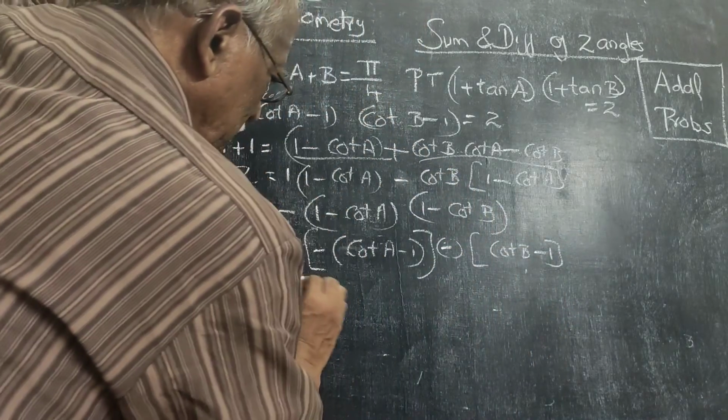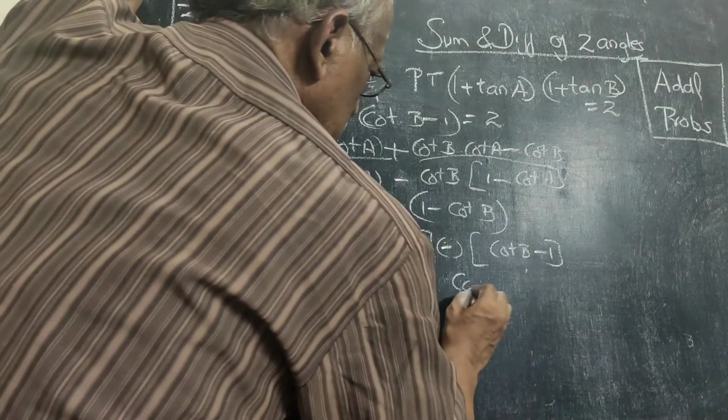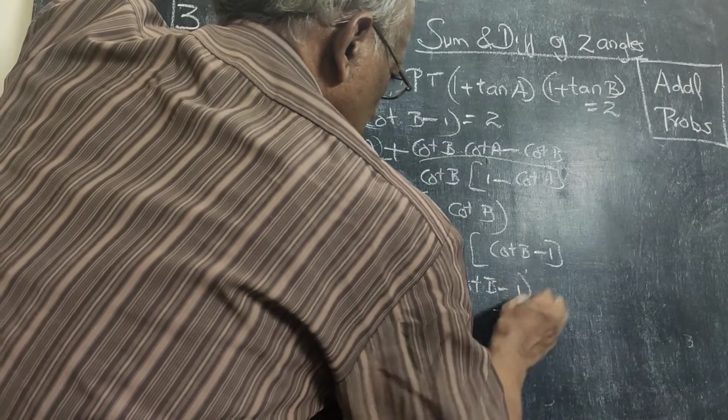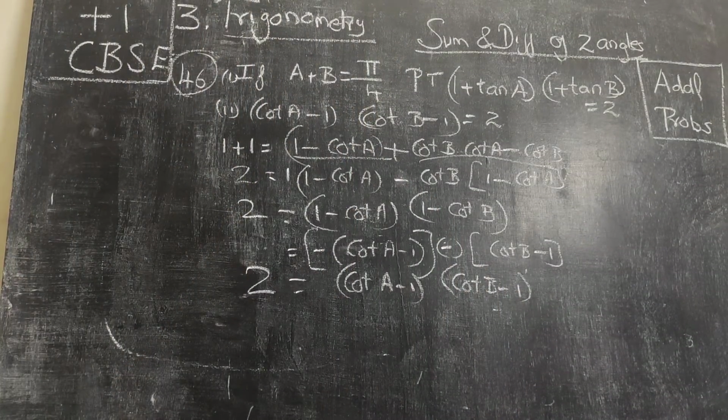This minus and this minus will become plus. So we got the answer: (cot A minus 1) and (cot B minus 1) equal to 2. So very much similar. So that's why I have clubbed it. But they will not ask you as a single problem. They will be asking two different problems. So we have done two problems of this model. Now I go for question number 47.